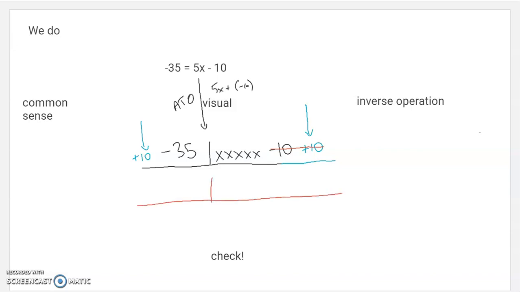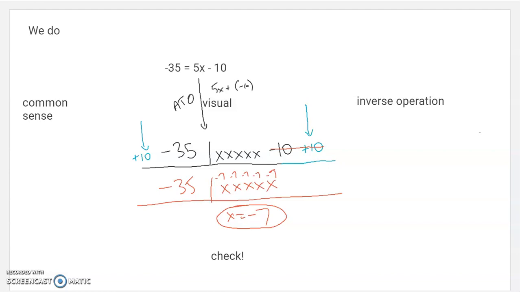Pretty cool. So negative 35 now is equal to 1, 2, 3, 4, 5 of these x's, which means each x has to be negative 7, I believe. So x equals negative 7. So that's the visual strategy.